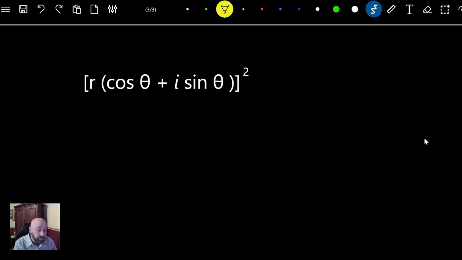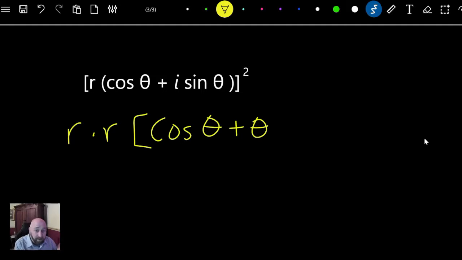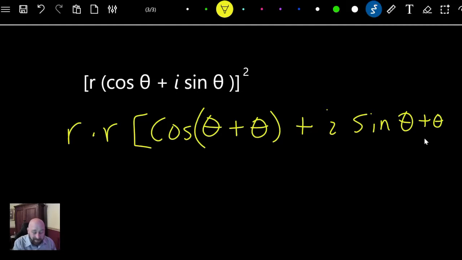So our A is going to be R, and our B is going to be R. So we're going to have R times R to start it off. And then we'll have our bracket. And then we're going to have the cosine of theta, which is our alpha, plus the cosine of our other theta, which is, again, just theta. Our beta is theta in this case. And this goes in a parenthesis right here. And then we add the imaginary side. So we add the imaginary sine of theta, which is our alpha, plus our beta, which in this case is theta again. And we put that there.